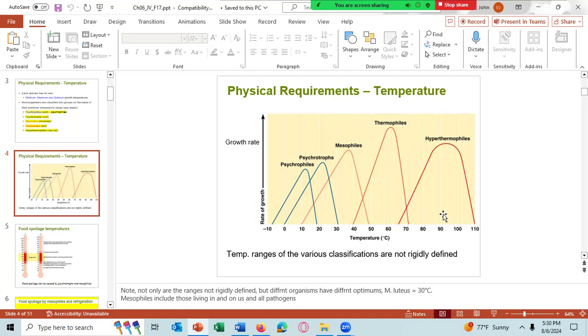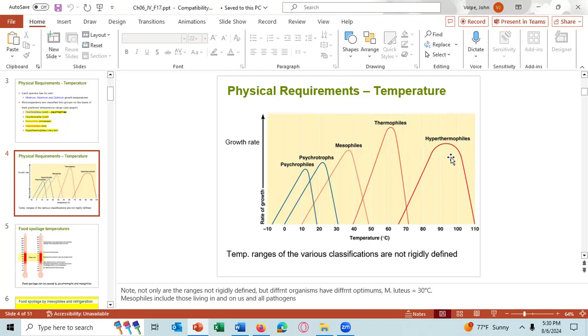Hyperthermophiles were something that was not known when I took microbiology. These are organisms that grow best around 95 degrees Celsius. Recall that 100 degrees Celsius is the temperature of boiling water. And these organisms grow best around 95 degrees Celsius.